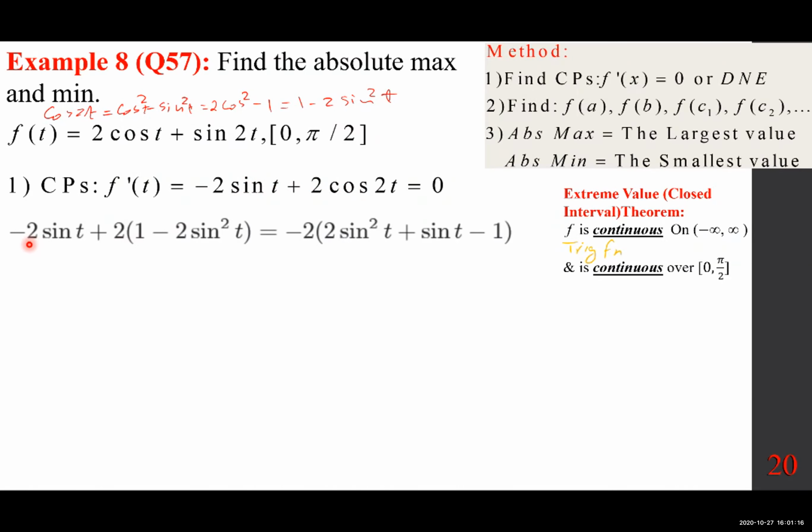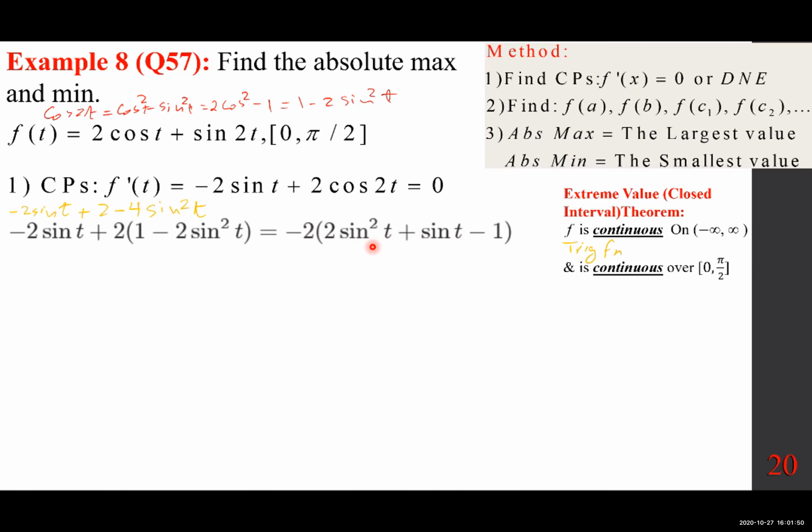So if you factor out the -2 and put it in descending order, I want you to write this as -2 sine t plus 2 minus 4 sine squared t. Put it in descending order. That means this becomes the first term, and then take out the -2.